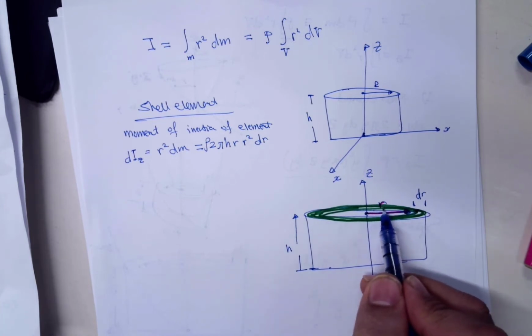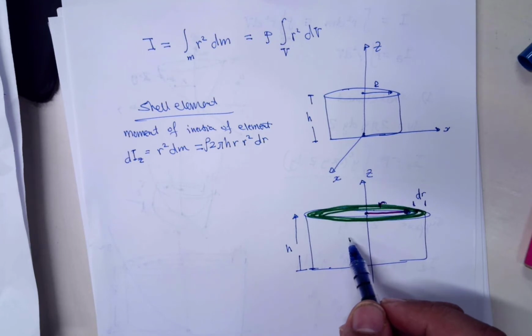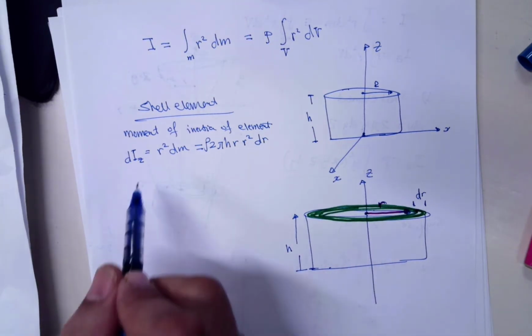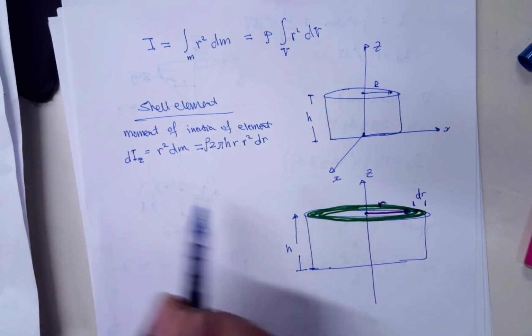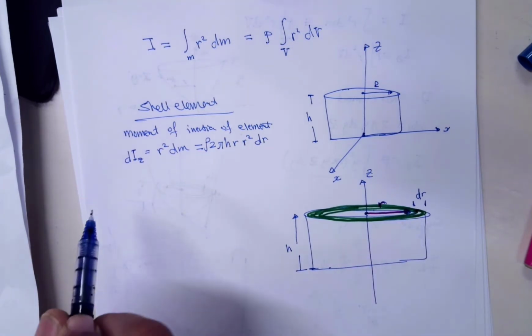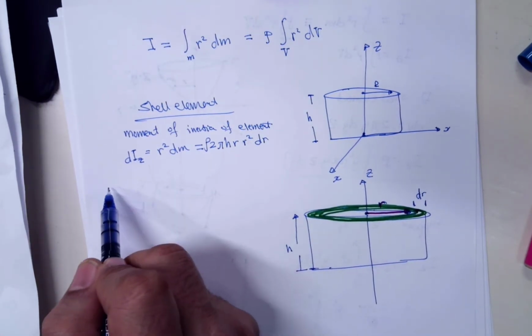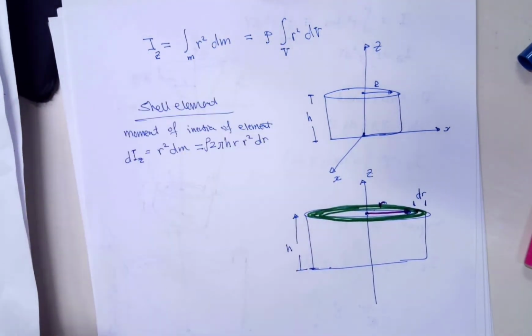And this is very important. As long as r doesn't change, therefore we can say that the mass moment of inertia of that shell element, which is part of the bigger volume, dIz, and this is Iz for this volume, is r squared dm.